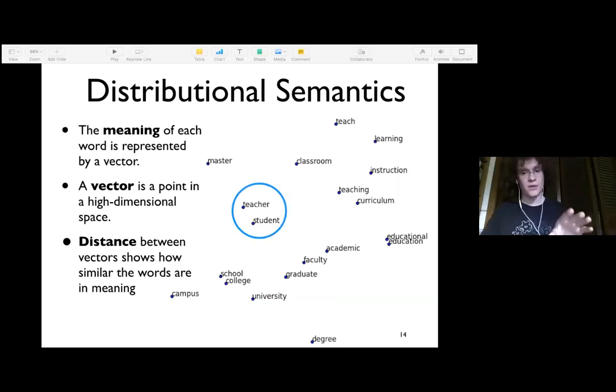So, for example, we can see that teacher and student are quite close together in meaning, and so they're close together in the space. Similarly, school, college, and university are all just different ways of saying school, really. And so these vectors also become very close together in space after you train the model on language.